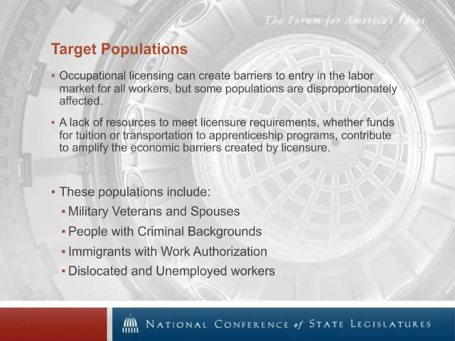All right. Good afternoon, everyone. So we have four different distinct target populations for this project. Occupational licensing can create barriers to entry in the labor market for all workers, but some populations are disproportionately affected. Populations that already have trouble accessing resources that can help them get work can find economic barriers to entry too much to overcome to break into professions that require licensure.